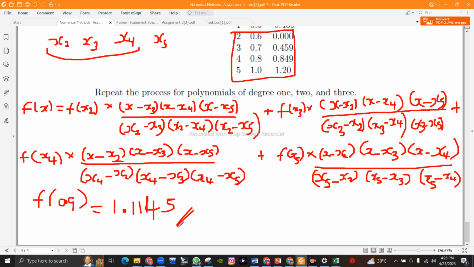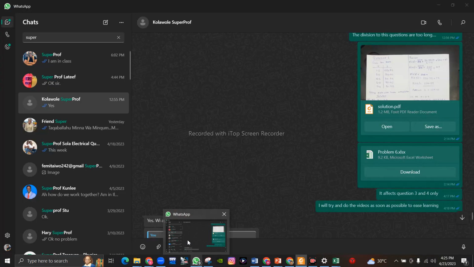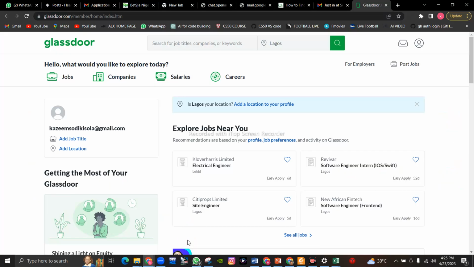When we interpolate it normally, we get 1.1118. So that's the end for this aspect of the question. So stop here for now.